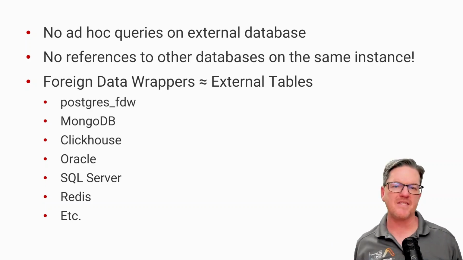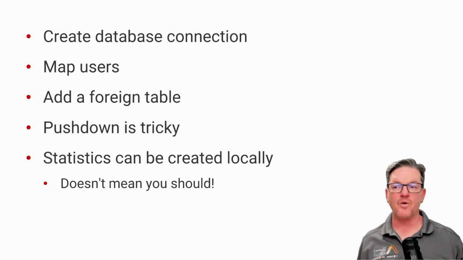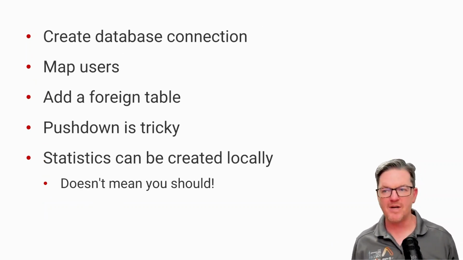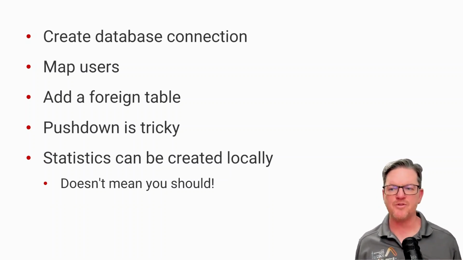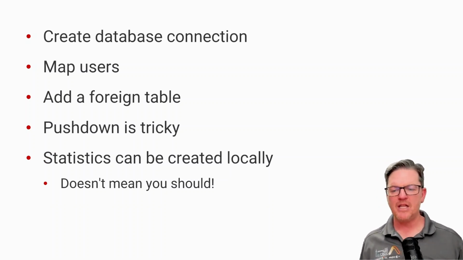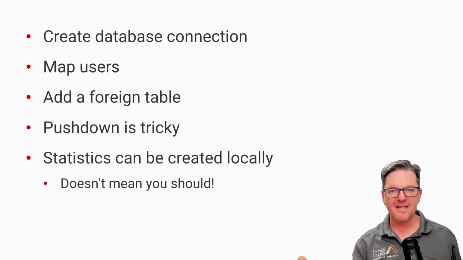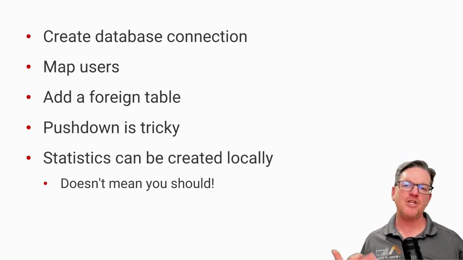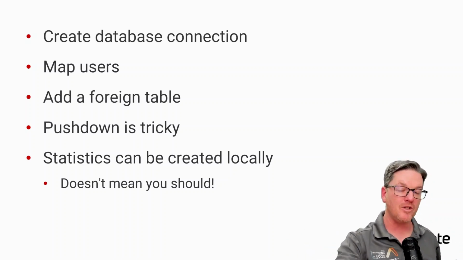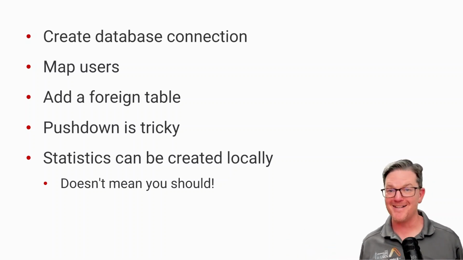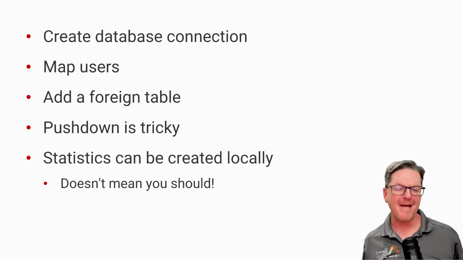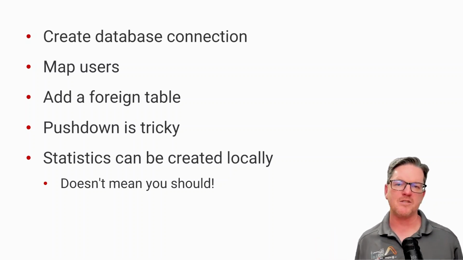It is not quite the same as a link server. So when you use a foreign data wrapper, you have to create the connection, map users, add it as a foreign table. And the one thing I'd say is push down is pretty tricky the more complex a query gets. So if you do predicates, you have to be careful about how you write those queries with the predicates to ensure that they will be passed forward to the foreign server. Otherwise, you're going to get all the data back, and then the local Postgres instance will have to filter that data for you, and it can be slow.